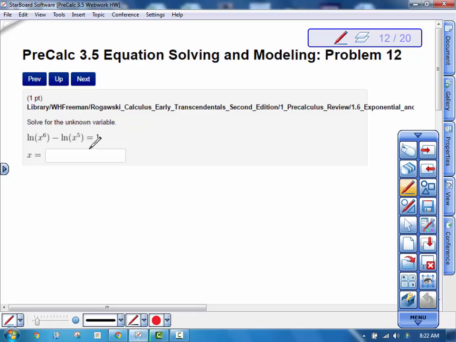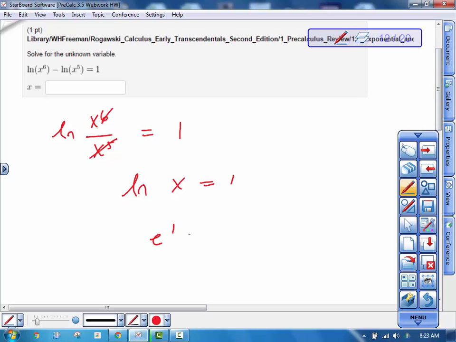Okay, problem 12. We've got this natural log expression. Let's simplify this by making it a natural log of x to the 6th divided by x to the 5th, because we have a property that says that the log of a quotient is equal to the difference of two logs. So we're going backwards. X still equals 1. 5 of these cancel with 5 of these, leaving 1 left, so we have the natural log of x equals 1. That's rewritten as an exponential equation, e to the first equals x, so our answer is just e to the first.